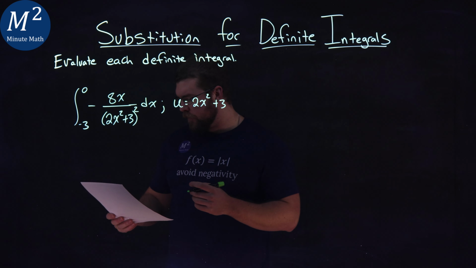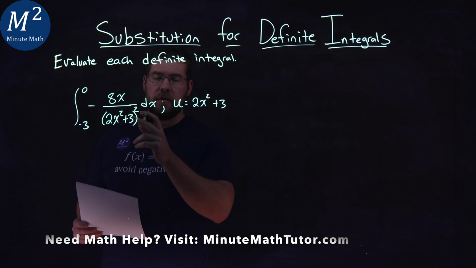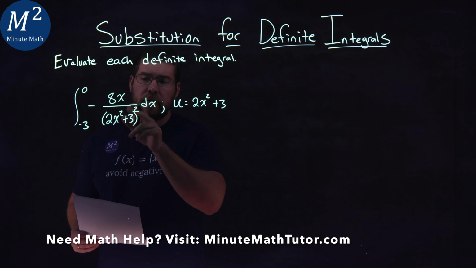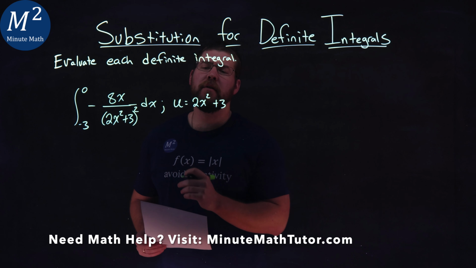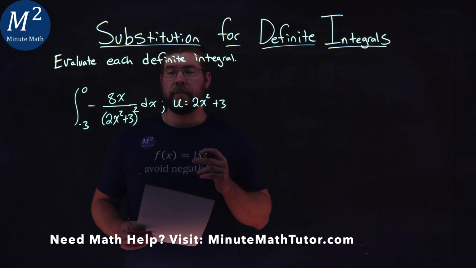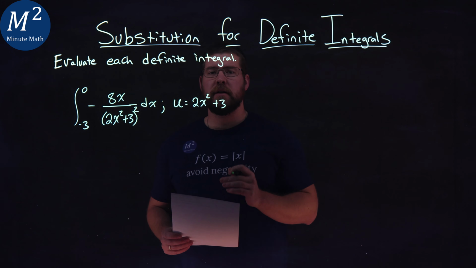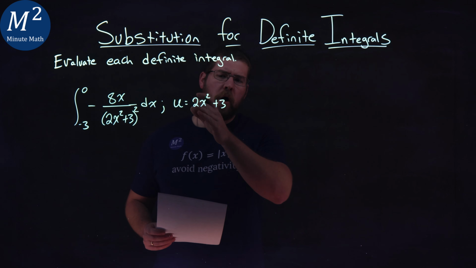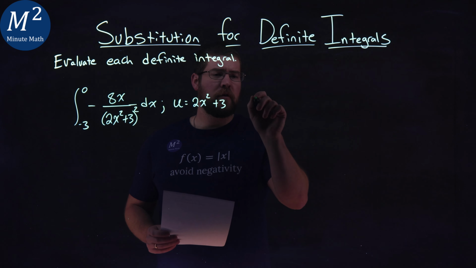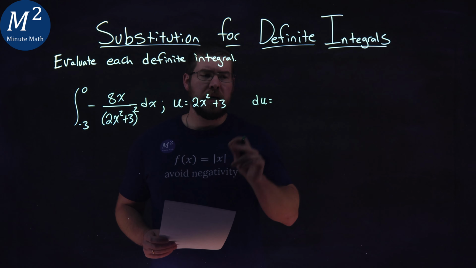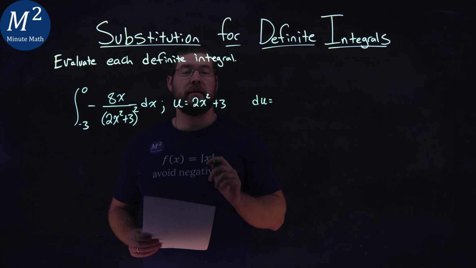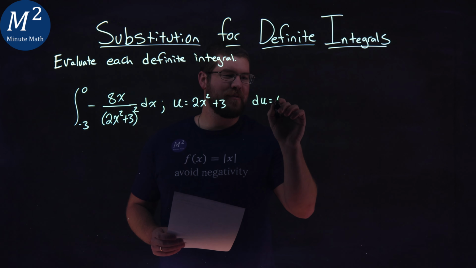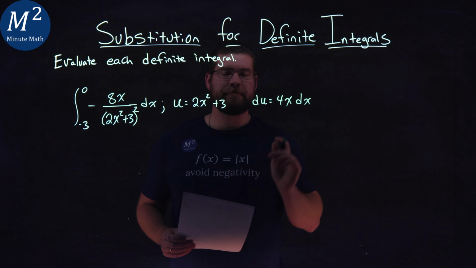We're given this problem right here, the integral from -3 to 0 of -8x over (2x² + 3)² dx, and we're given a u value of 2x² + 3, and we want to evaluate this definite integral. Now we're already given a u value, so let's go find my du value. I want to find the derivative of u. 2 comes down times 2 is 4, so we have 4x dx right there.